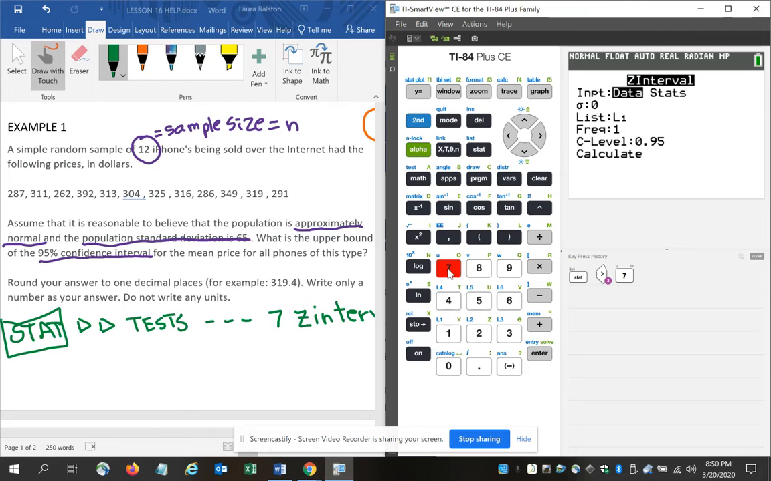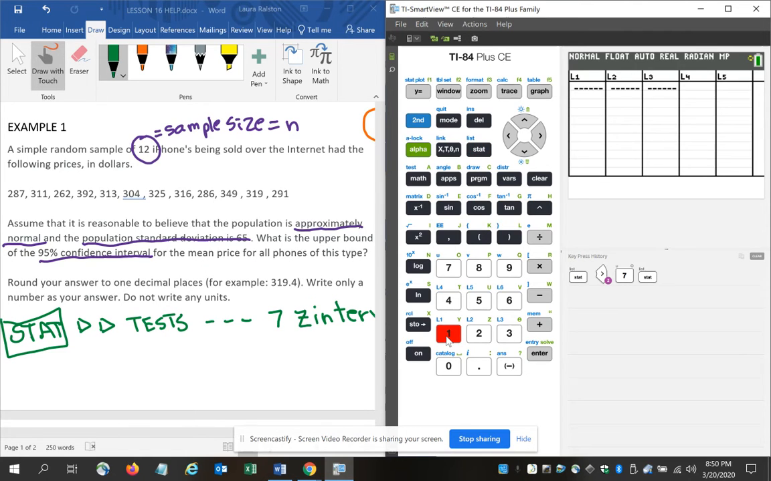And it comes up. And here's the key part here, guys. Notice that you can input, INPT stands for input, either data or the statistics. Well, in this case, I don't have all of the statistics, but I do have the raw data. So I have to back up for just a minute. I'm going to go back to Stat, and I'm going to choose under the Edit menu, number 1.